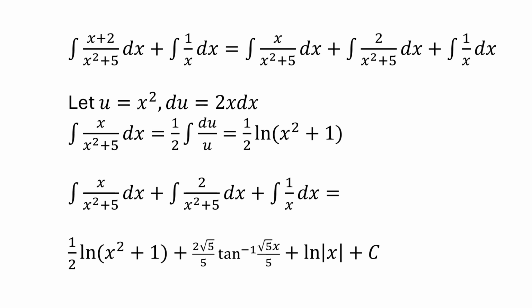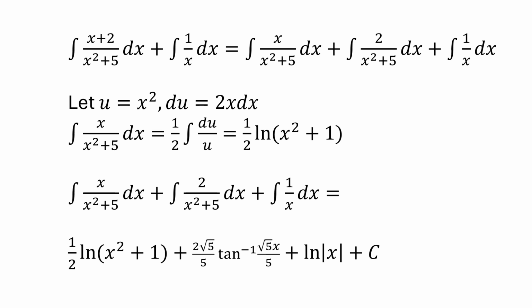Now here I'm going to let u equal x squared plus 5 and du equals 2x dx. And so I'm going to have the integral of x over x squared plus 5 is 1/2 the integral of du over u, or 1/2 the natural log of x squared plus 5. I don't need the absolute values here because there's no way x squared plus 5 can be 0 or negative. So I have the 2 over x squared plus 5 plus 1 over x.